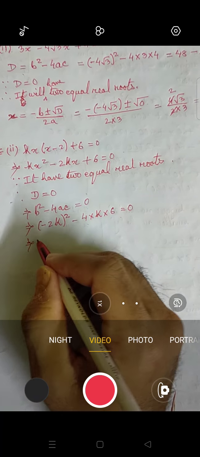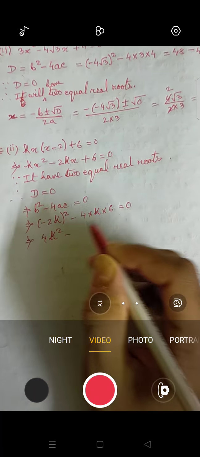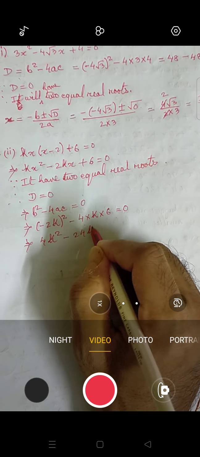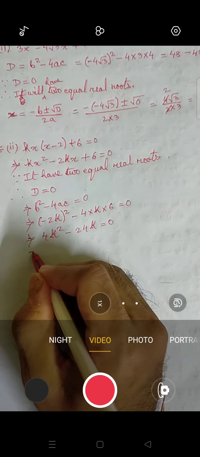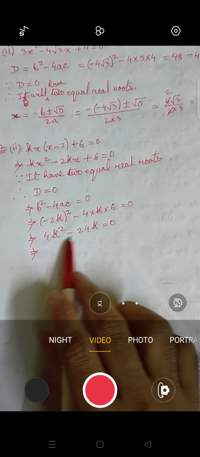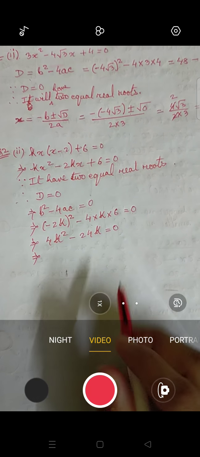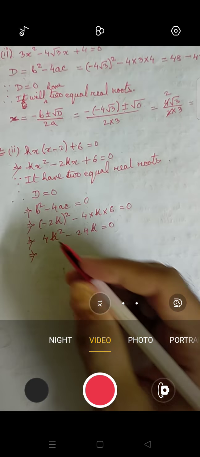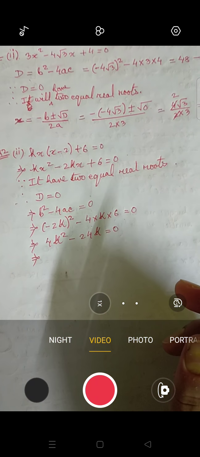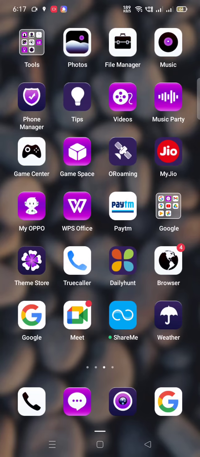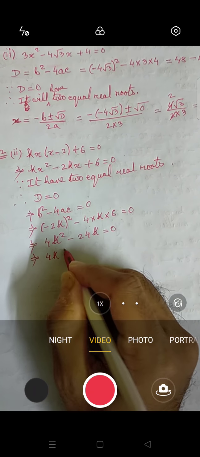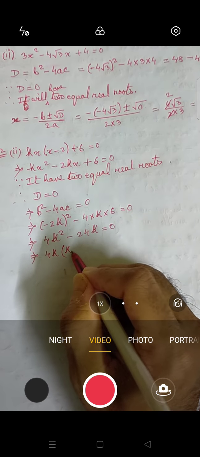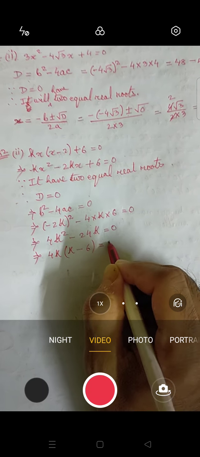Now this can be written as 4k square minus 24k equals to 0. It's a quadratic equation, that means you will be having two zeros. This is not in the standard form, so we can't solve it by middle term factorization. So what I can do, I can take common here. If I take common, I will be having 4k as common. So in the bracket we will be having k minus 6 equals to 0. Any doubt?